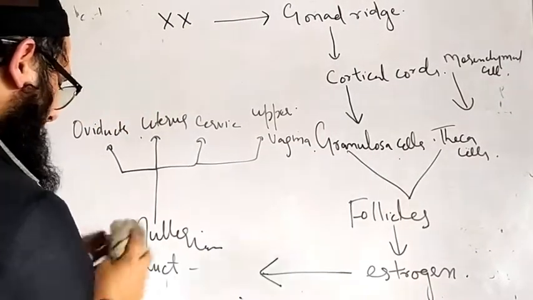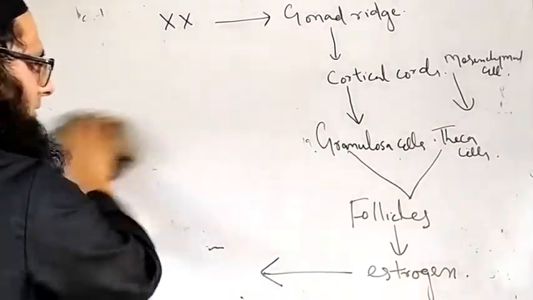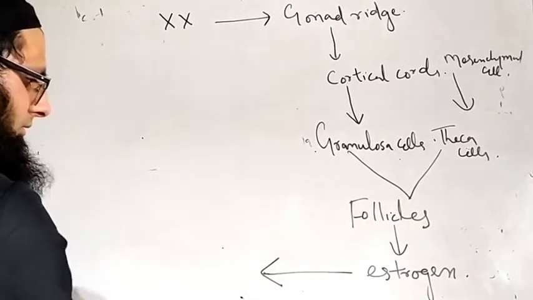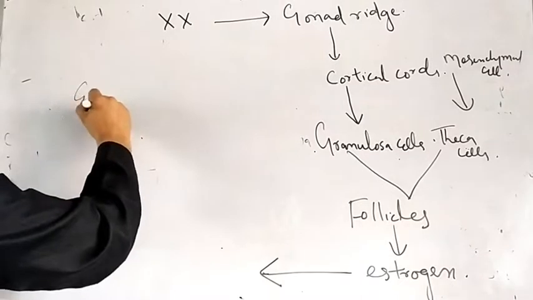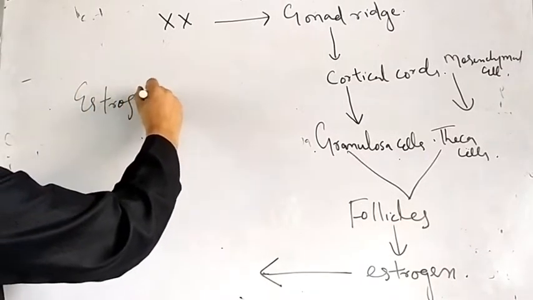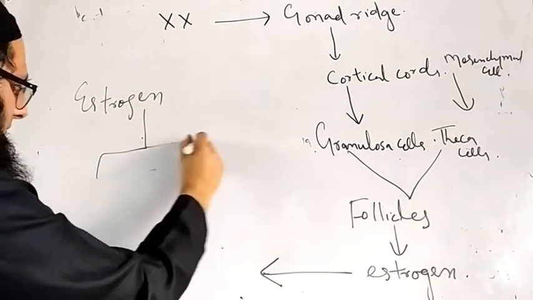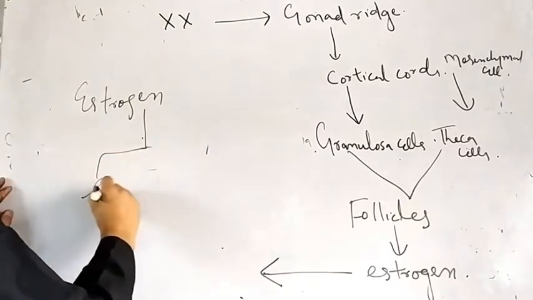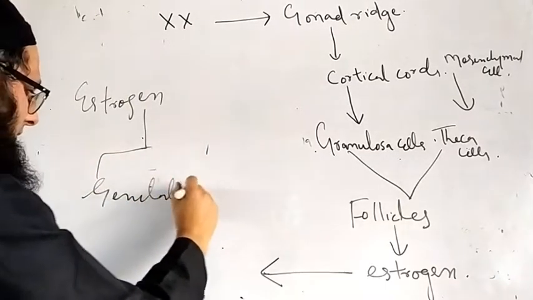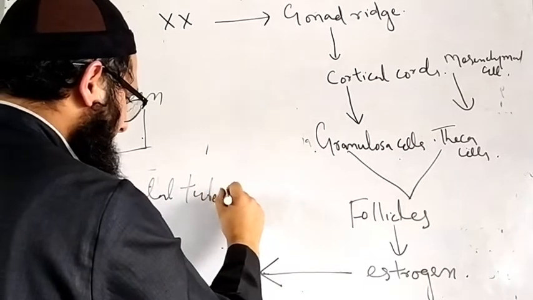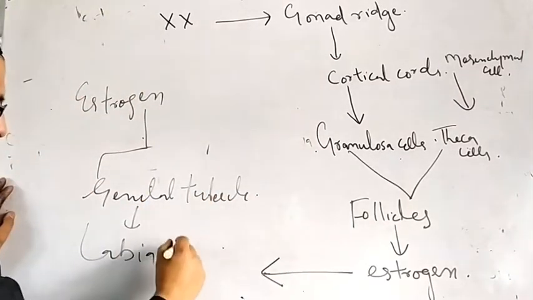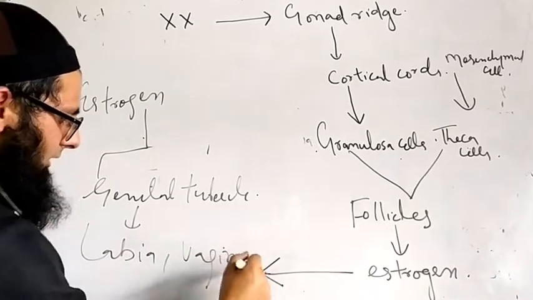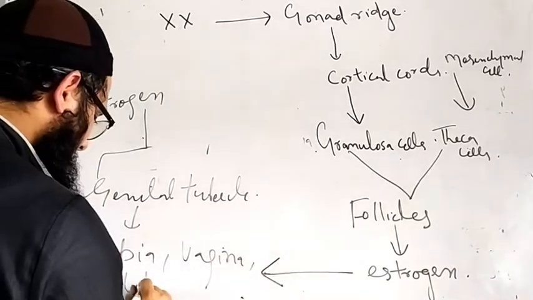And second thing, what will happen? This estrogen will also cause the differentiation of the genital tubercle into labia, the lower part of the vagina, and clitoris.